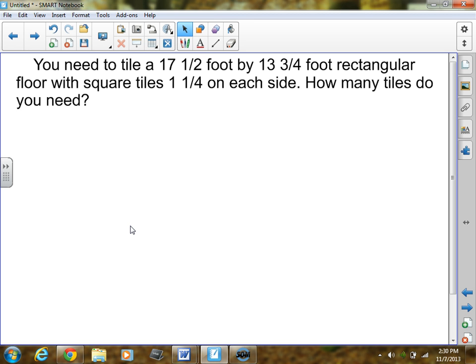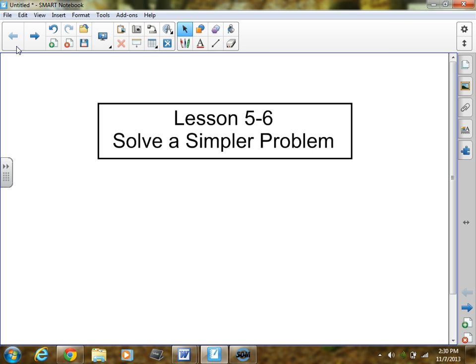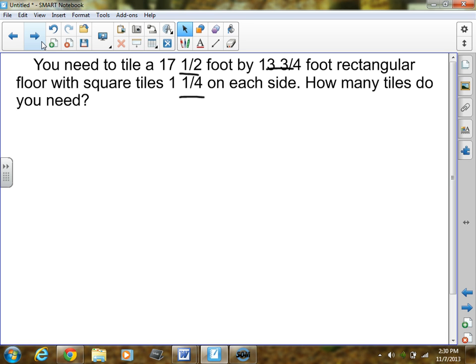So, our problem. You need to tile a 17 1/2 foot by 13 3/4 foot rectangular floor with square tiles 1 1/4 foot on each side. How many tiles do you need? When I look at that question, I think, wow, that's kind of scary because I see a lot of fractions. So, going back to our skill, solving a simpler problem, what can I do to make this a little easier?